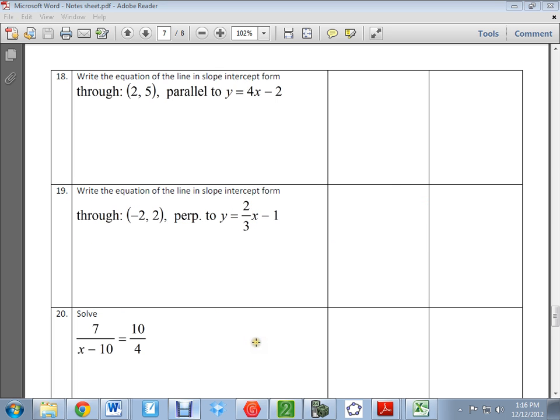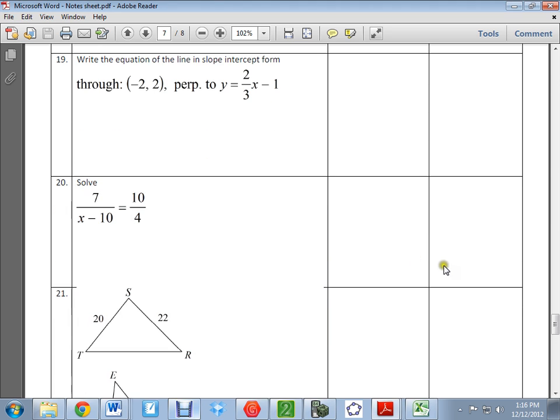Let's do number 20. Number 20 is a proportion problem. These will, the vast majority of the time on my tests, give you a decimal answer, which will be perfectly fine. What is the process that you will use to solve this proportion? Cross multiply. That's what you want to do first. To cross multiply, you multiply top times bottom on opposite fractions. Make sure that you distribute if necessary.